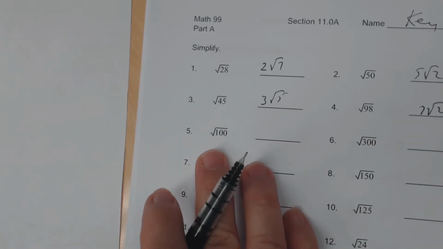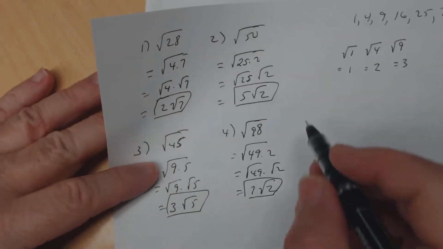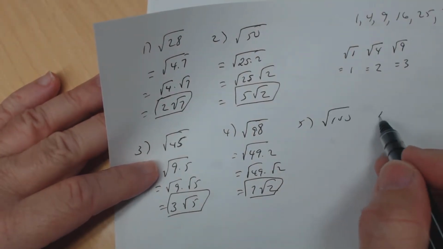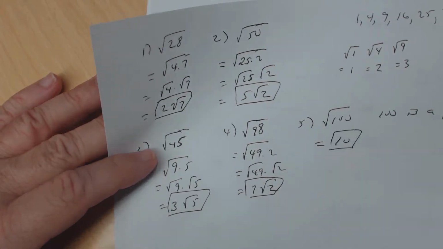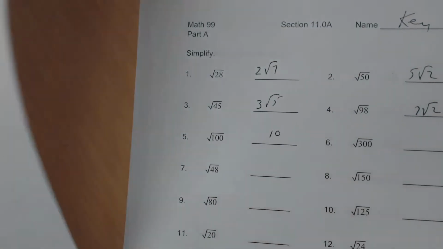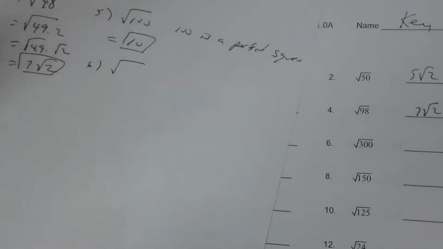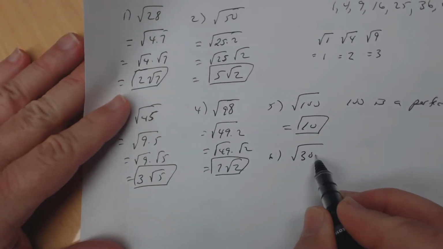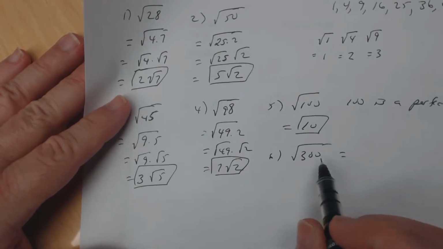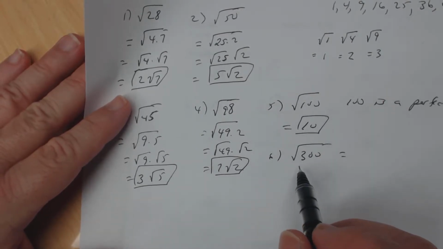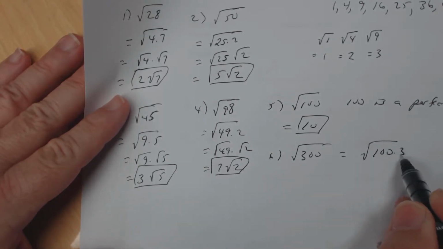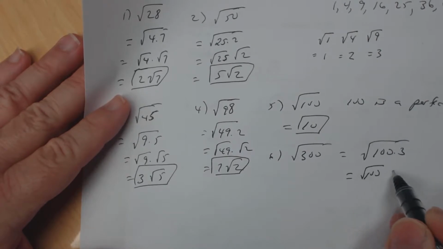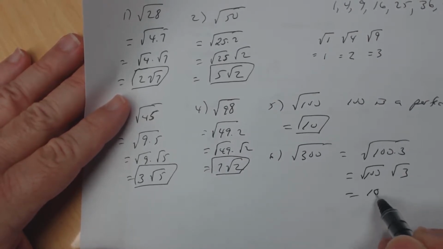Alright, number 5, there's really no work to do there because you notice that 100 is a perfect square. So the square root of 100 is just 10. Alright, number 6, the square root of 300. Well, we just talked about 100 being a perfect square, and you can see right away that 300 is going to be 100 times 3. So there's a square root of 100 times the square root of 3, so that's 10 square root of 3.